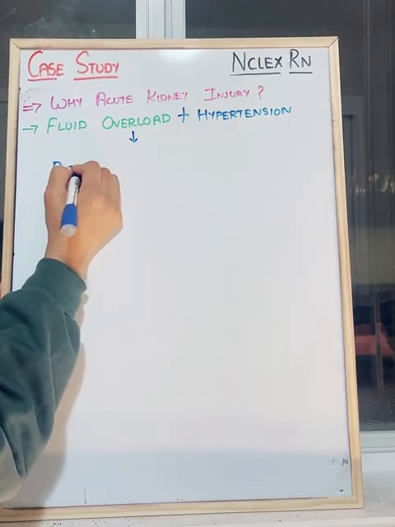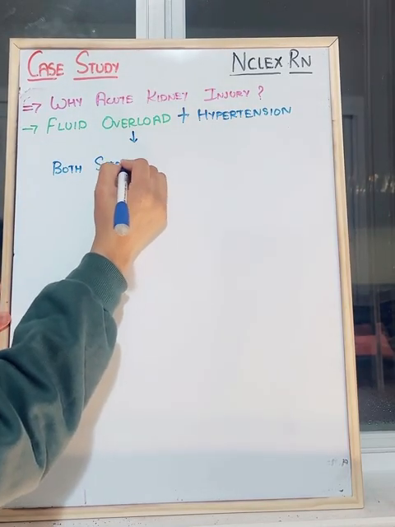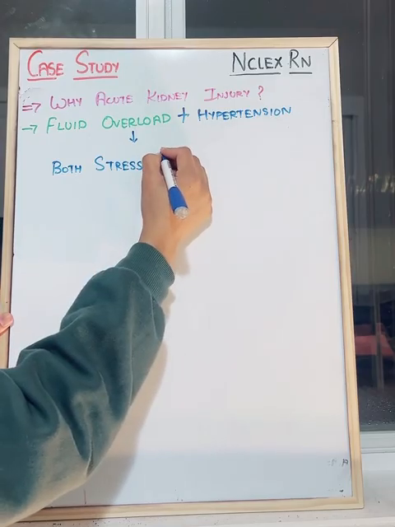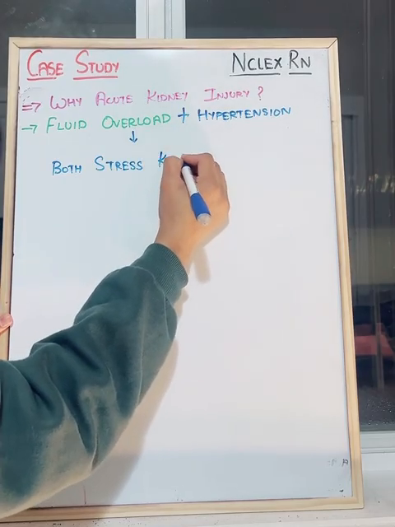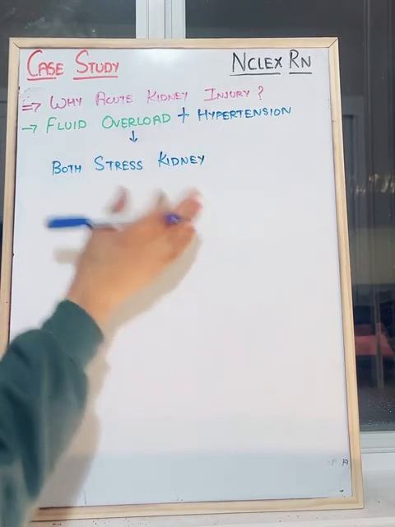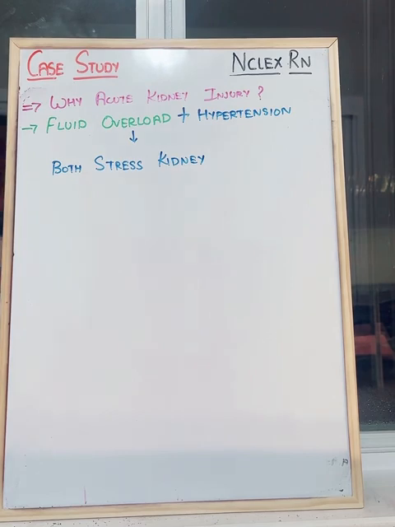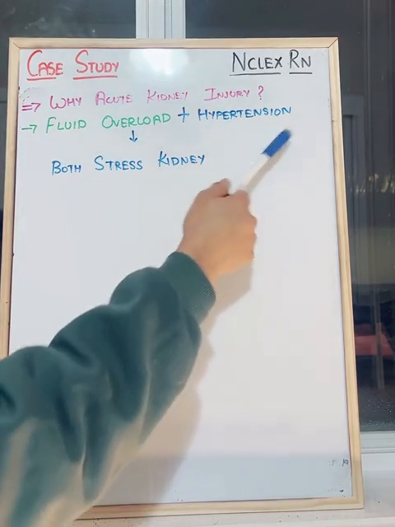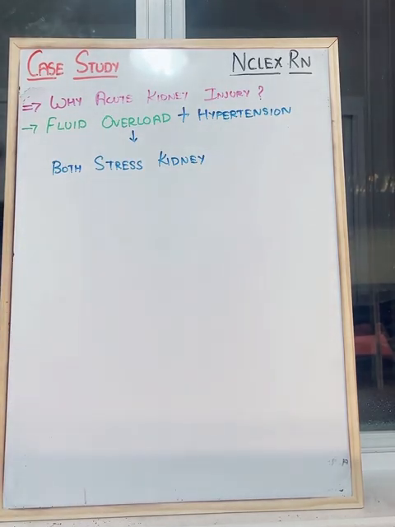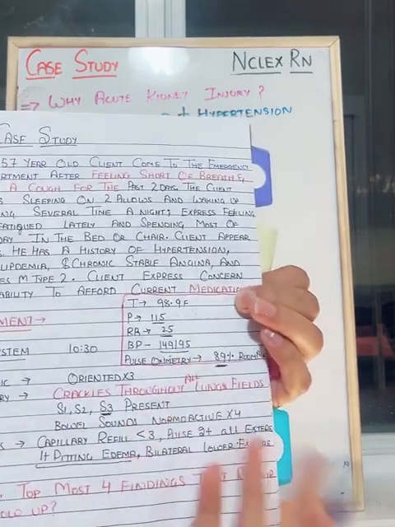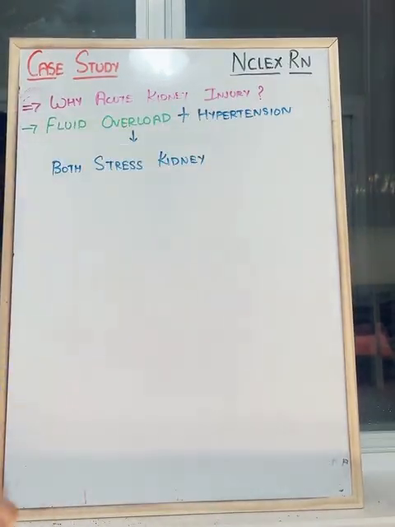Both stress the kidney. Write these down, everybody. So why was acute kidney injury the answer? Fluid overload plus hypertension. I'm going to show you here: the blood pressure is 149/95, and then fluid overload in the body. Both stress the kidney.